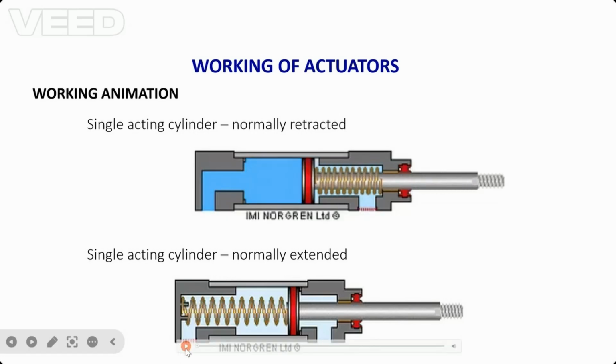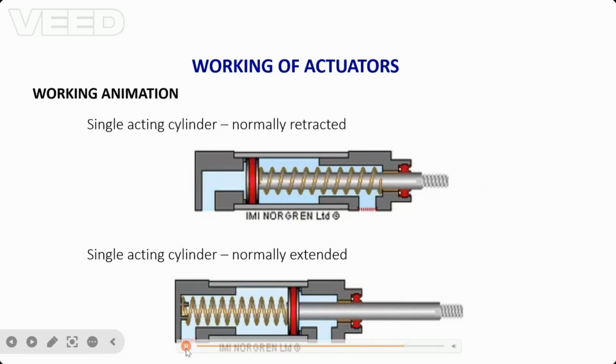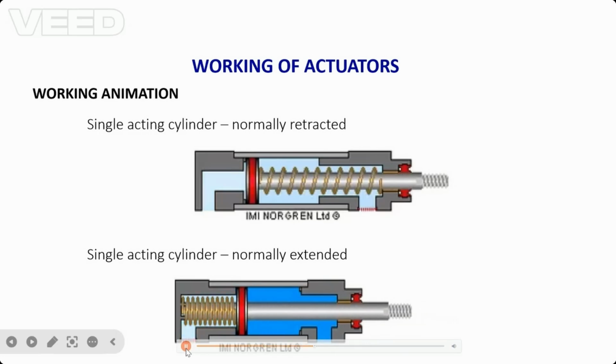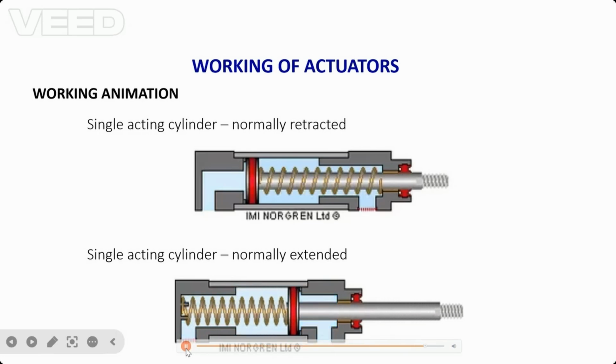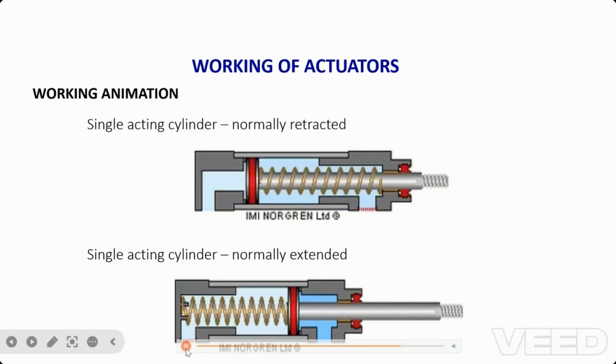In the normally extended case, the piston rod will be outside of the cylinder and it will extend in the normal position. So here we will be changing the direction of air pressure, which needs to be sent inside the cylinder. So we will be sending it from the right side corner. So this is about the single acting cylinder.